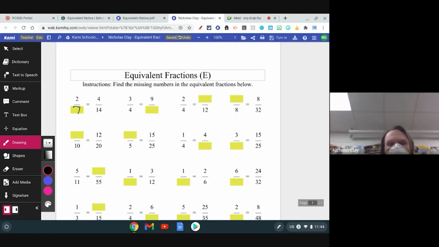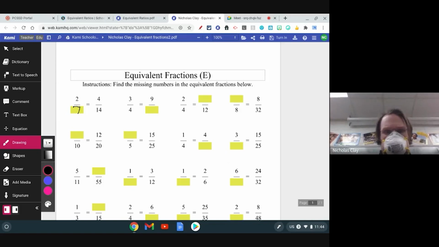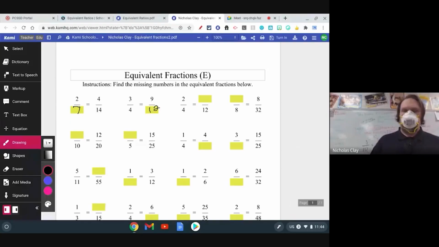Okay. Adrian, how do I get from 3 to 9? What times 3 gives me 9? 3. So I do the same thing. What's 4 times 3? 12. So 3/4 is equivalent or equal to 9/12. If you're going from left to right, you multiply, and if you're going from right to left, you divide. It's kind of a circular fashion.